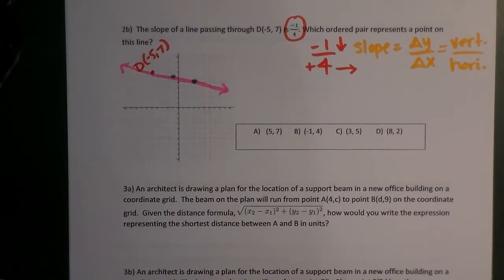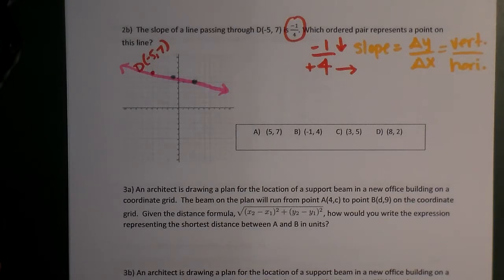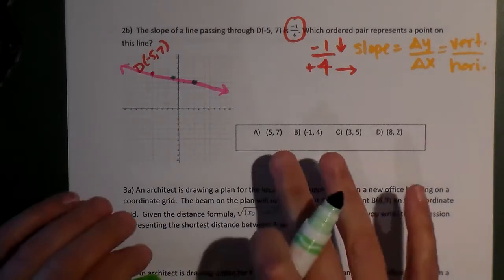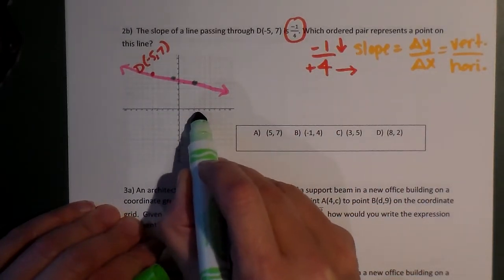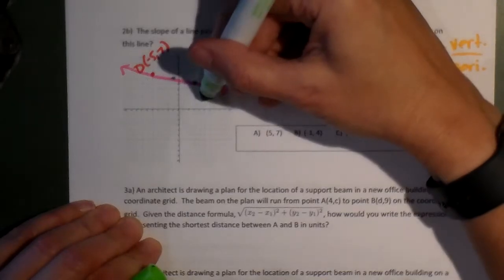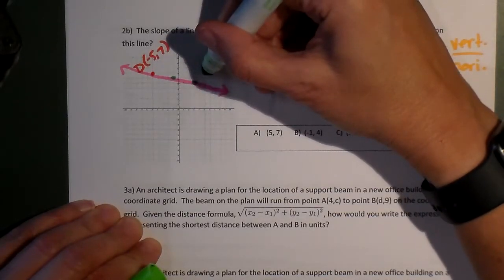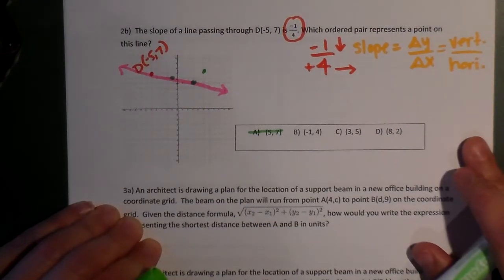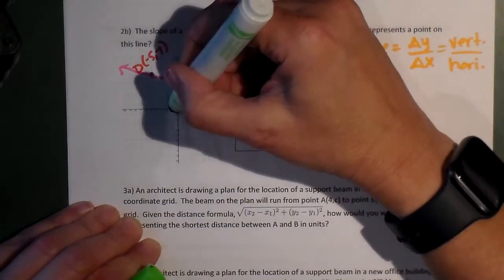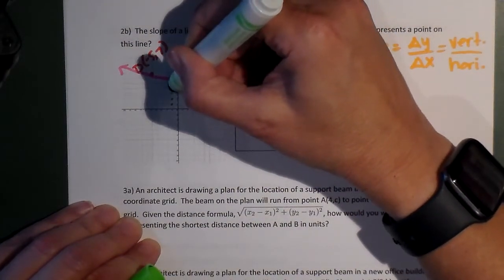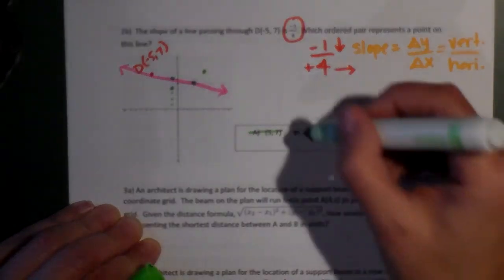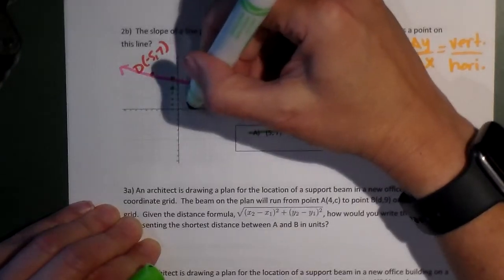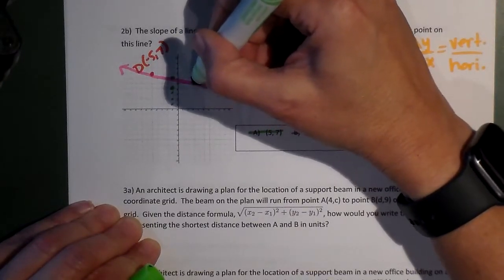So let's look at these two. When I look at the answer choices, let's look at 5, 7. If I go over 5, 1, 2, 3, 4, 5, and I go up 7, 1, 2, 3, 4, 5, 6, 7. Does that look like it's on my line? Nope. So let's go with B, -1, 4. If I go over 1 and up 4, 1, 2, 3, 4, does that look like it's on my line? Nope. So let's go to the next one, 3, 5. Over 1, 2, 3, up 1, 2, 3, 4, 5.